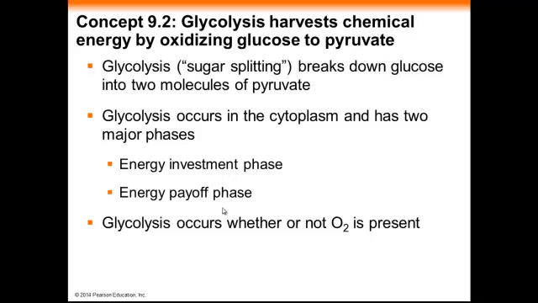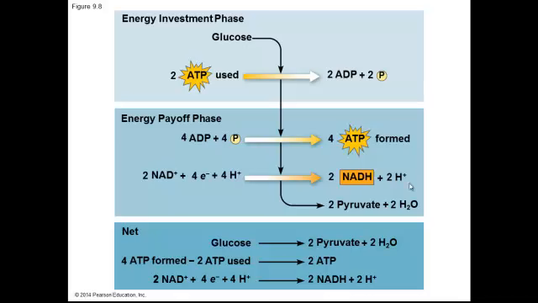Now, one thing that's important to understand is glycolysis will occur whether or not oxygen is present. But it is the very first pathway in cellular respiration. And we'll get into how that all happens as we work our way through this lecture and then the next one. So let's look at the 2 basic phases of glycolysis.